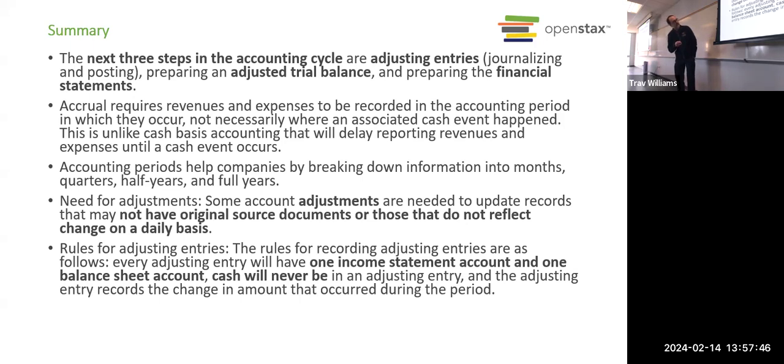Adjustments are needed to update records that might not have original source documents. Sometimes they do, but sometimes you just have to remember that, hey, when this happens, we need to do an adjusting entry. When we count our supplies and see that we've used some supplies, we have to go into our accounting records and do an adjusting entry. When we get to the end of the year and it's time to take depreciation on our long-term assets, we need to make those adjusting entries.